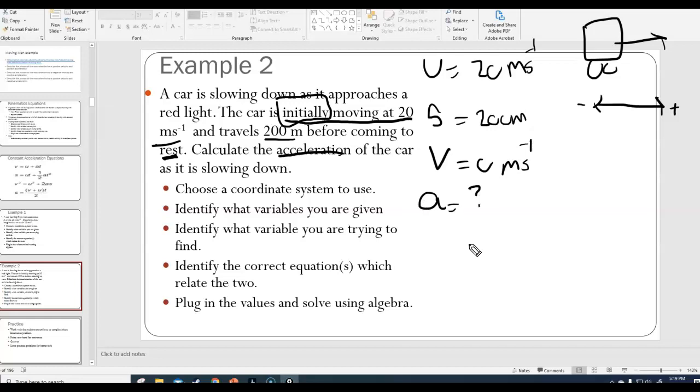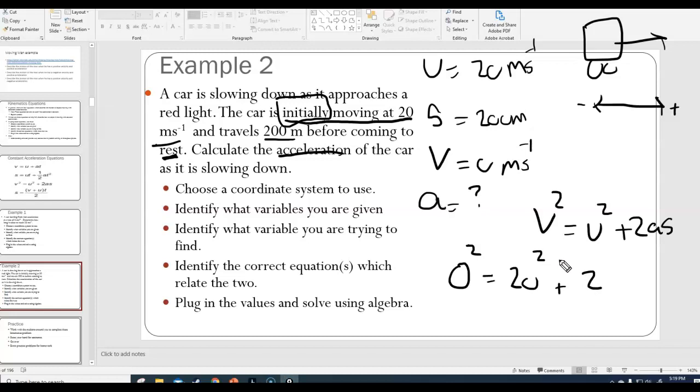Now, how do I know which equation to use? There's only one equation that has U, S, V, and A in it, and that equation looks like this: V squared equals U squared plus 2 times A times S. Now I just plug in. V is 0, so that's 0 squared equals U is 20 squared plus 2 times A, I don't know A, so I leave that in as an unknown, and then S, I plug in 200. From here on out, it's just basic algebra. 0 squared is 0, 20 squared is 400. Over here, I combine like terms. 2 times 200 is 400, so that's plus 400A.